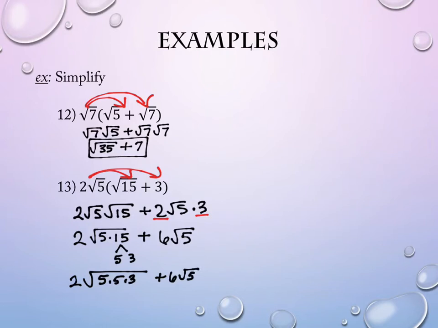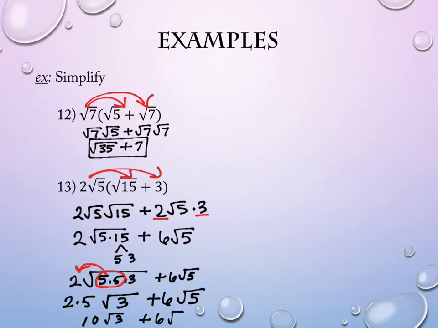Do you have a pair? We do. Those matching 5s get to come out with the 2. So now I have 2 times 5 on the outside. Again, you don't necessarily have to write it there. You could write that as 10 if you see it automatically. If you need it, write it. I end up with a 10 square root 3 plus 6 square root 5.